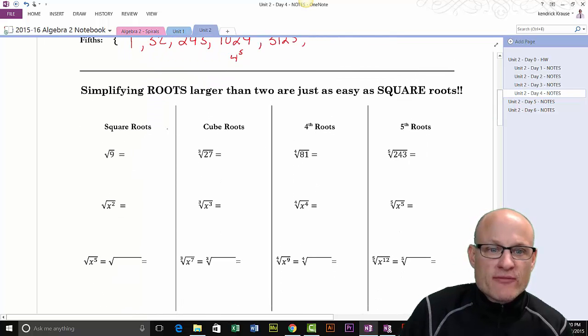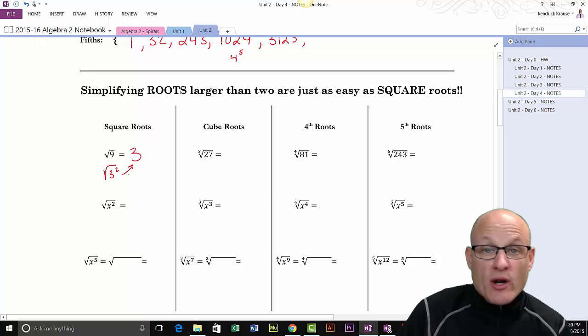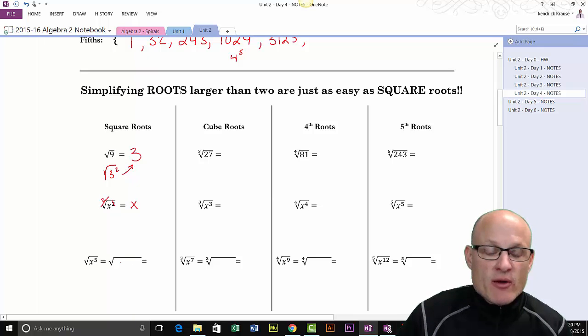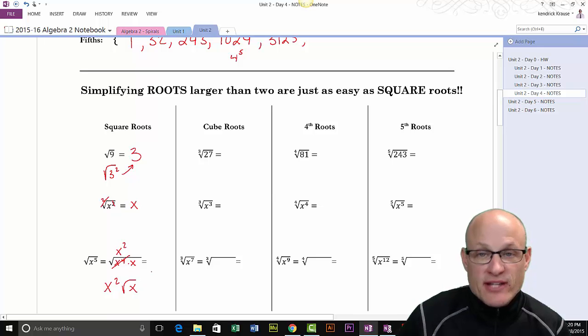When we did square roots, if I did the square root of 9, I got 3, right? Because this is the same as 3 squared, and so the square and the square root cancel. Remember, this is like a little 2 here, but we don't have to put it there. That square root and that square cancel, leaving me x. So when we did x to the 5th, we wrote it as x to the 4th times x. And then we said, the square root of x to the 4th is x squared. So my answer is x squared, square root of x. And that's what we did yesterday with perfect squares.